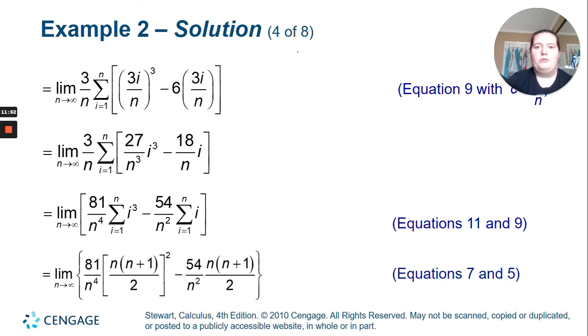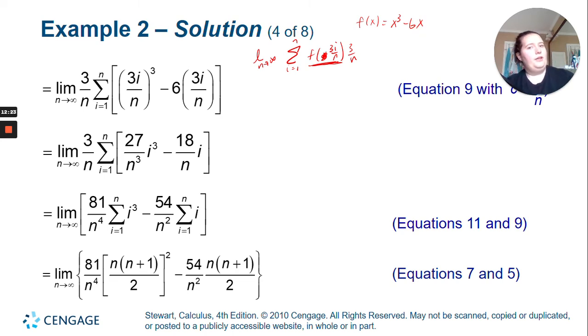First thing, let me remind you what we had before. We had the limit as n approaches infinity, sum from i equals 1 to n, f of x sub i, and I'm not going to draw an x sub i. It was 3i over n times 3 over n. So let me start with this. What is f of 3i over n? Well, my function for f was x cubed minus 6x. So if I'm plugging in 3i over n, that means that I'm going to have 3i over n cubed minus 6 times 3i over n. So all I did was plug in 3i over n for x into my equation for f. So that's where that came from.